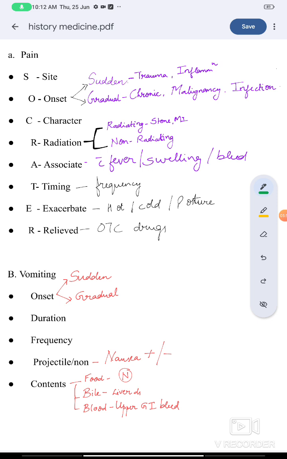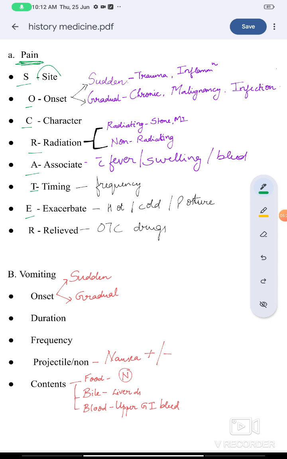One of the most common chief complaints includes pain. Pain may be in any region like thorax, abdomen, oral cavity, tooth pain, ear pain, neck pain, anything. For pain history, there is a mnemonic which is SOCRATES.